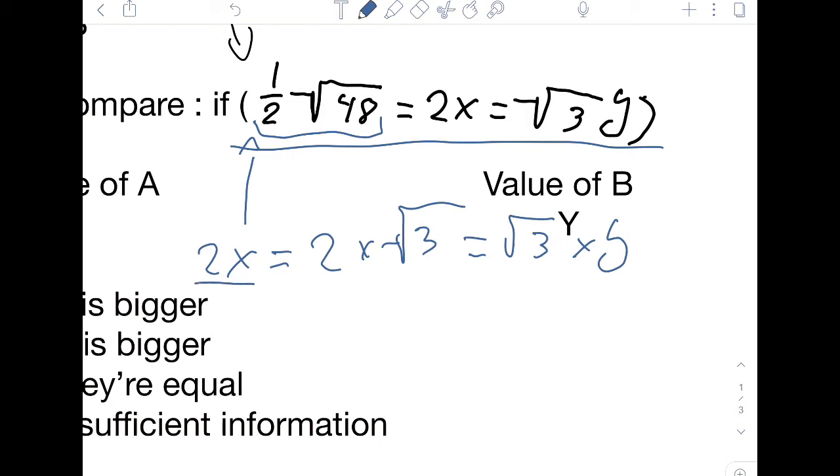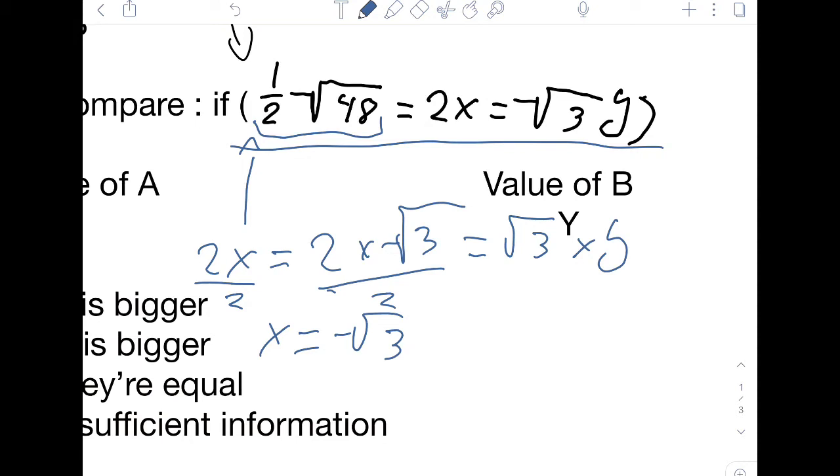So over here, to find x, just divide both sides by 2. You'll find that x is equal to root 3. And you can see here that y is being multiplied by root 3. Well, what else in the equation is being multiplied by root 3? It's 2. And so you can see that y is equal to 2. I hope that makes sense.